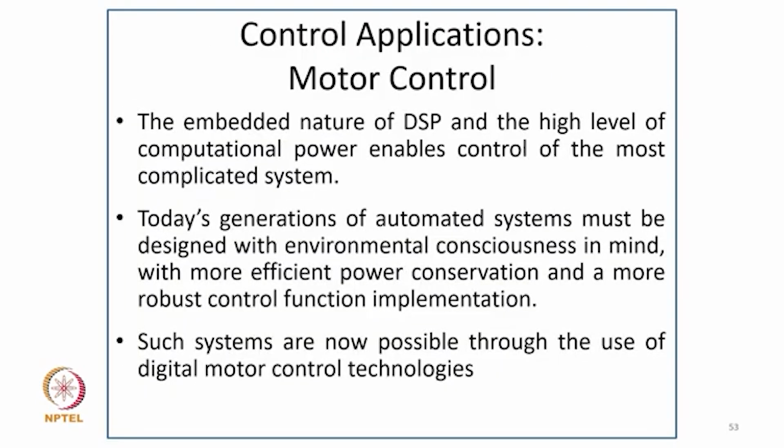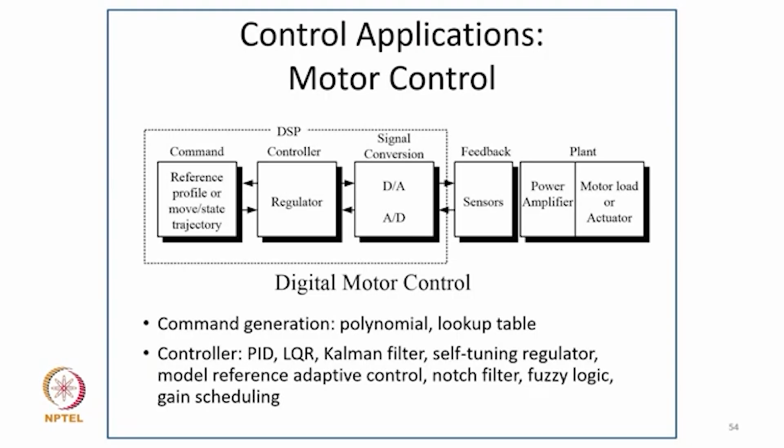Now coming to control applications for motor control, the embedded nature of DSP and the high level of computational power enables the control of the most complicated systems. And today's generations of automated systems must be designed with environmental consciousness in mind, with more efficient power conservation and a more robust control function implementation, and such systems are now possible through the use of digital motor control technology.